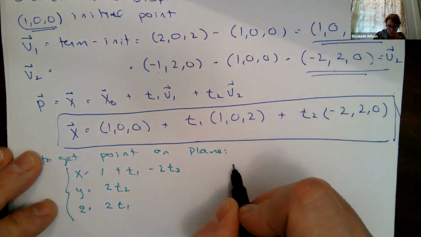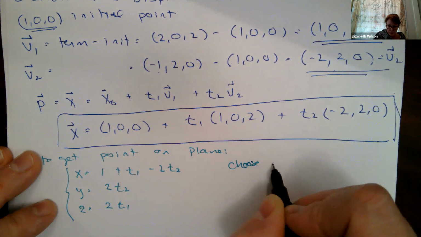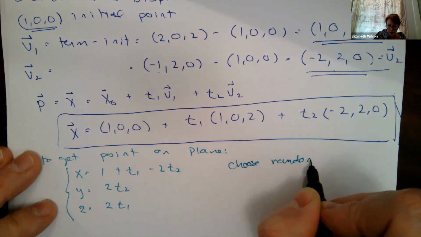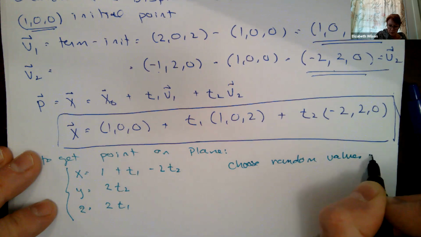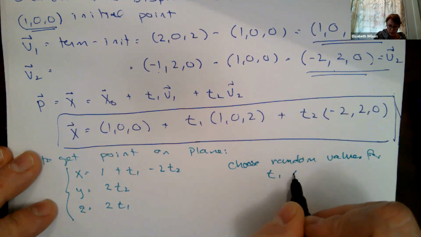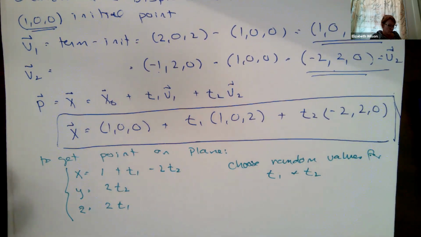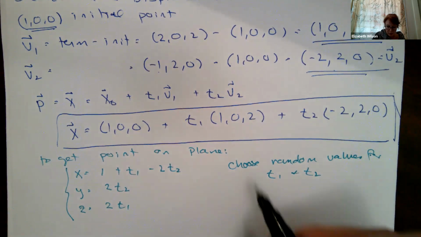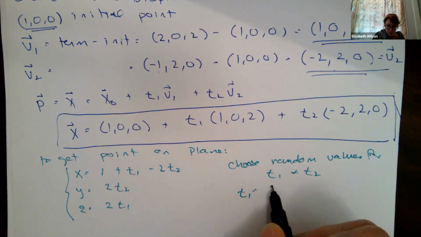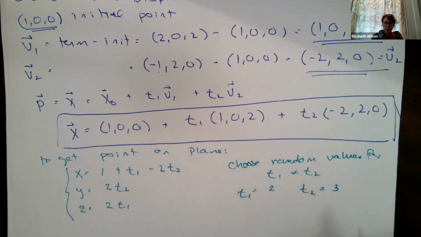So I have to choose random values, whatever I feel like, for t1 and t2, right? I can just pick and choose whatever values I want. So if I choose randomly, say t1 equals 2 and t2 equals 3, I'm trying to generate a point on this plane.